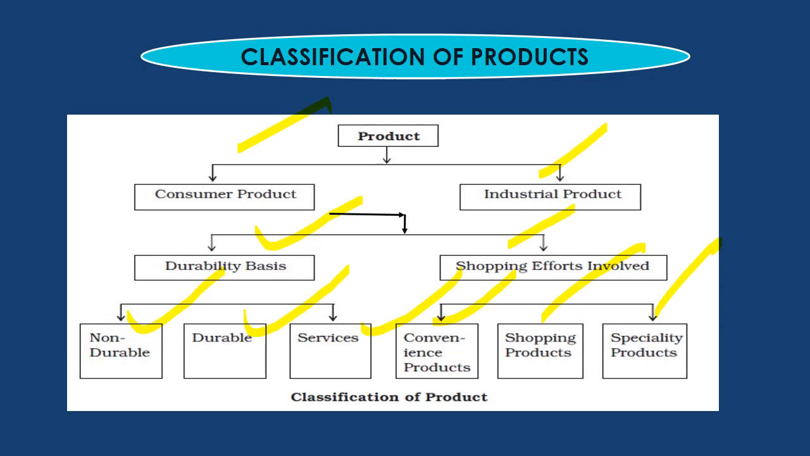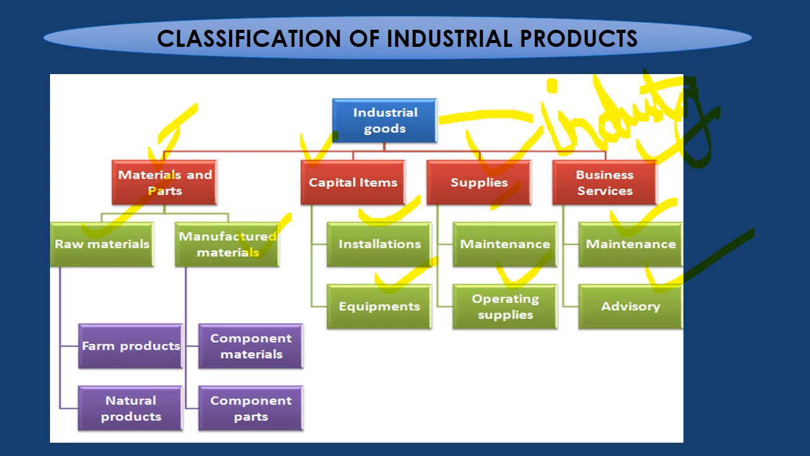In short form, the same explanation I have put here, and this is what I was talking about. That is, products are divided into consumable and industrial. Consumable is divided into durability and shopping efforts. Then durability is divided into non-durable, durable, and services, and shopping efforts into convenience, shopping, and specialty products. This you all know. What you don't know is this classification of industrial products. Now classification of industrial products is again divided into several other things.